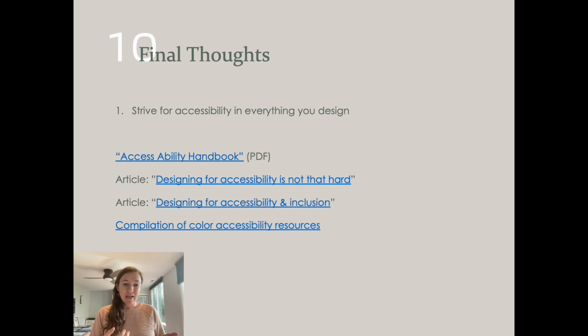So this accessibility handbook is a great PDF resource for just generally how we can be more accessible in everything we do design-wise. There are a couple of really good articles, and I've got a nice compilation of resources that can make sure that your colors are really accessible for folks with color blindness.